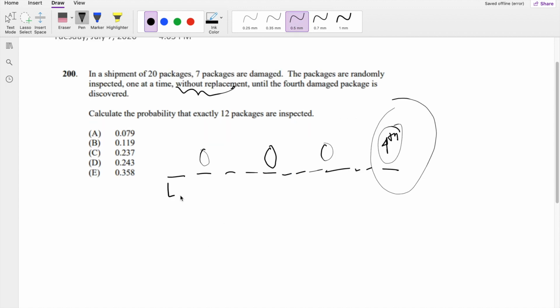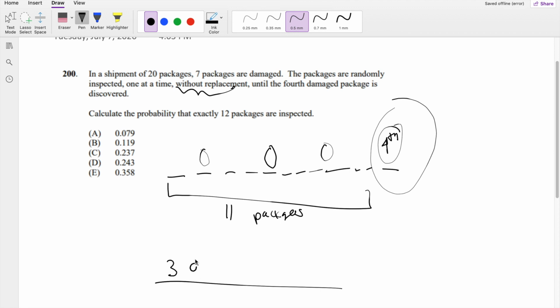So we know that this part has 11 packages. And we're looking for 3 damaged. So what are we looking for? We're looking for 3 damaged. So if there's 3 damaged, then how many are not damaged? Well, that's 11 minus 3, so that's 8 that are okay.